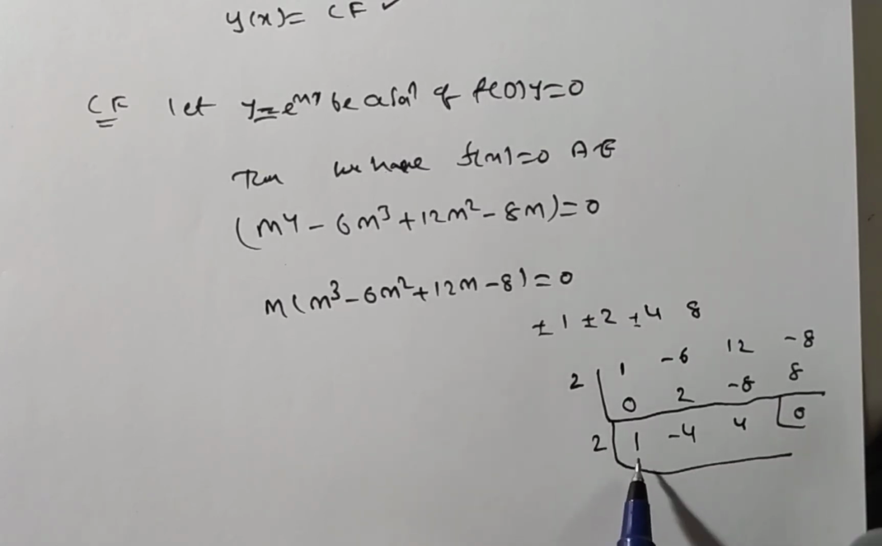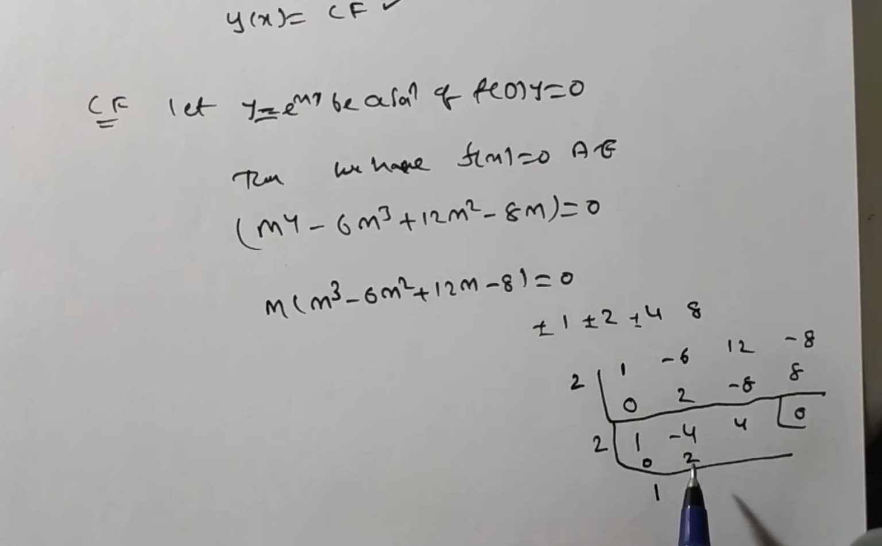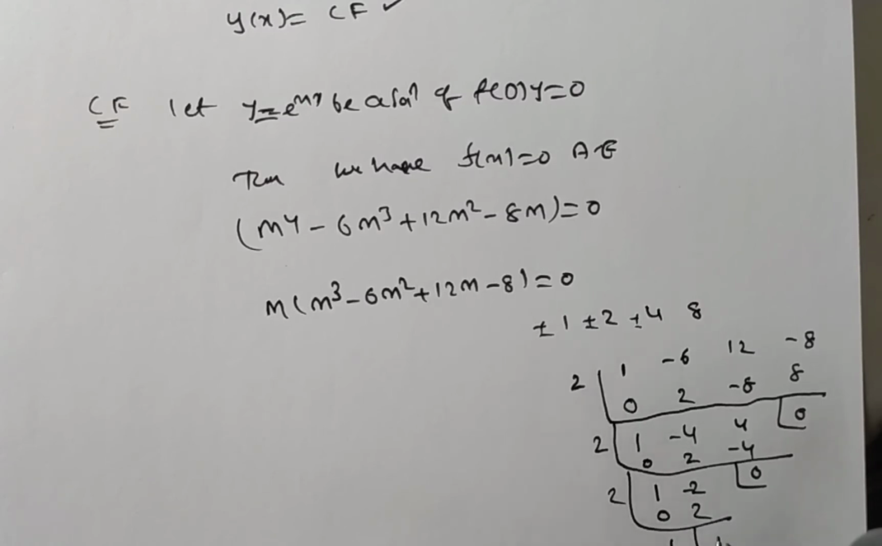Again verify with 2: 1 plus 0 is 1, 2 times 1 is 2, minus 4 plus 2 is minus 2, 2 times minus 2 is minus 4, so this is 0. Again 2 is a root. So 1 plus 0 is 1, 2 times 1 is 2, so minus 2 plus 2 is 0.